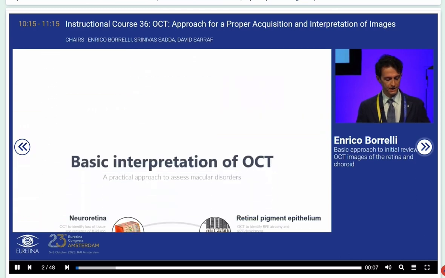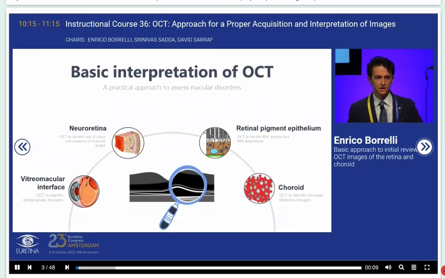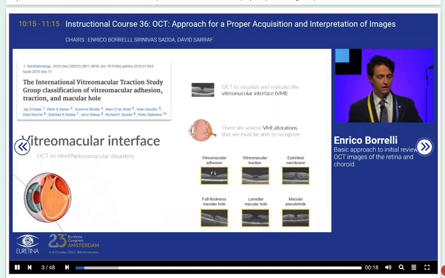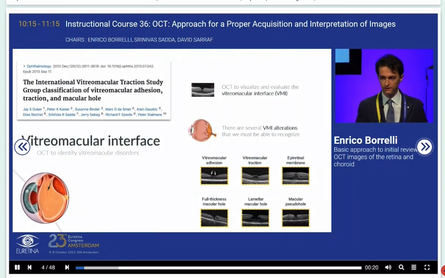So we're going to see the basic approach for OCT images. And in particular, when we perform a structural OCT on our patient, it is always important to see the different parts of the retina. We should start by assessing the vitreomacular interface. Andrea is going to get into details on this, but we must remember that different disorders may affect the vitreomacular interface, and so this should be the first step in our OCT assessment.